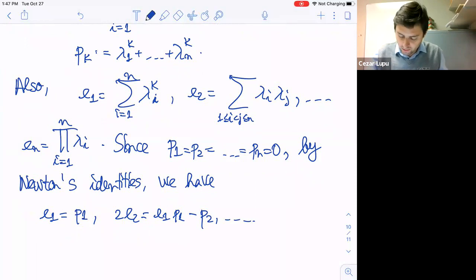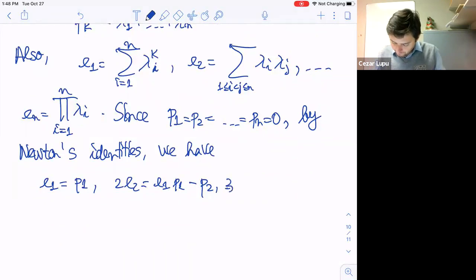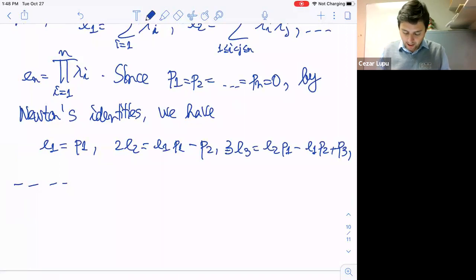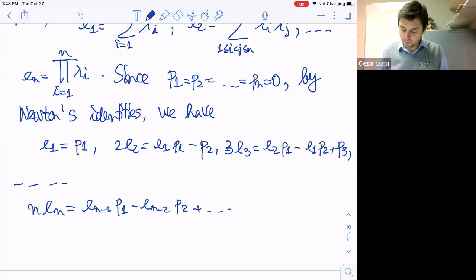In fact, let's write another one so that you can see how this goes. 3e3 will be e2 p1 minus e1 p2 plus p3. And we keep going like this. We have the last one, e_n, will be e_(n-1) p1 minus e_(n-2) p2 plus, and so on, with (-1) to the power n minus 1 times p_n.